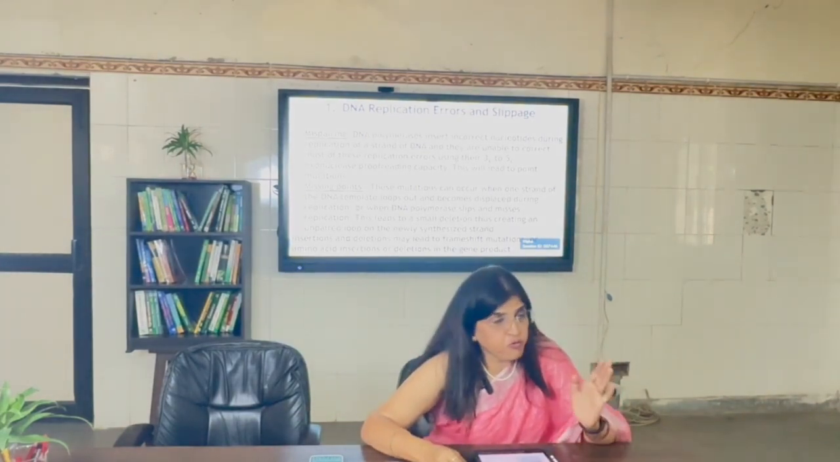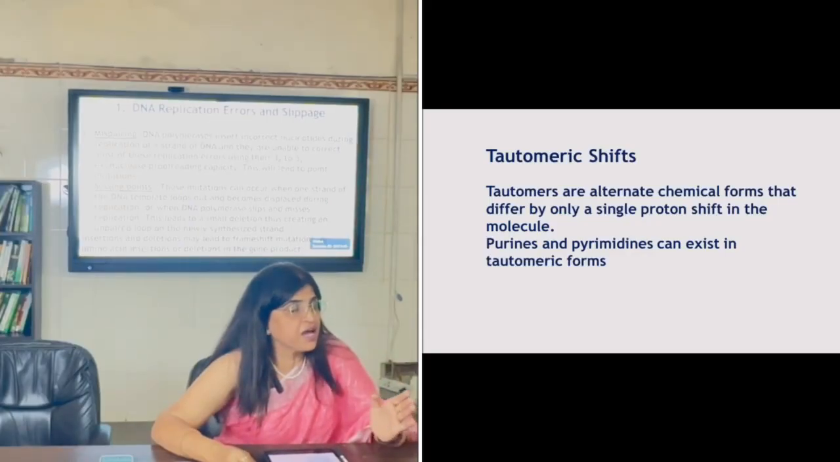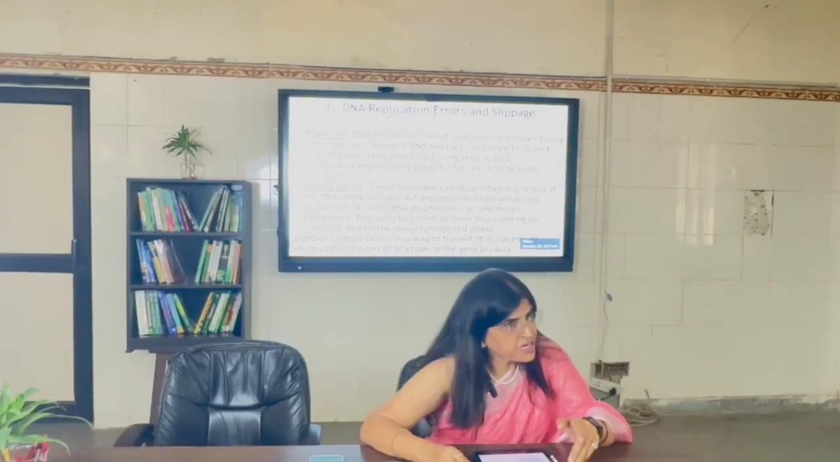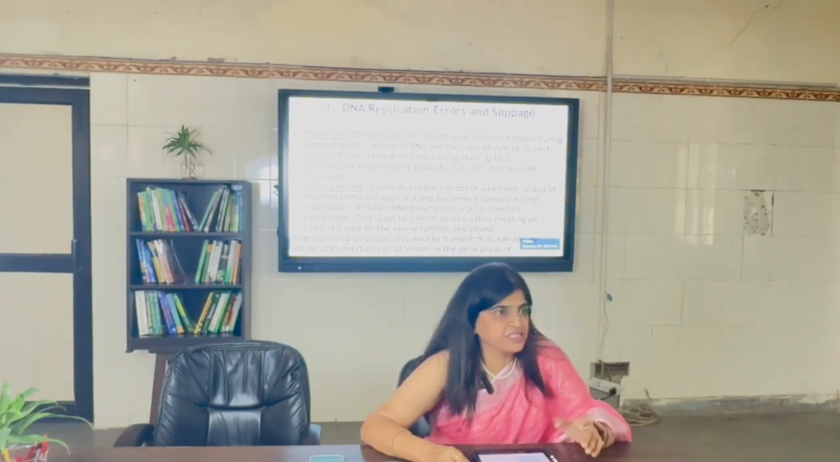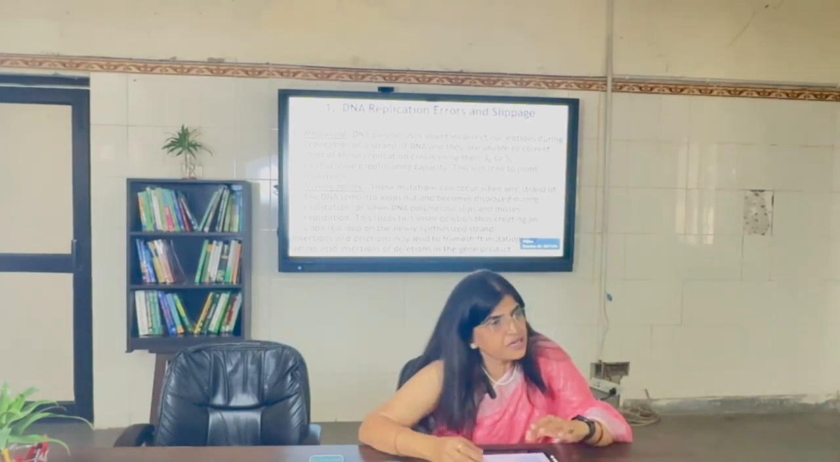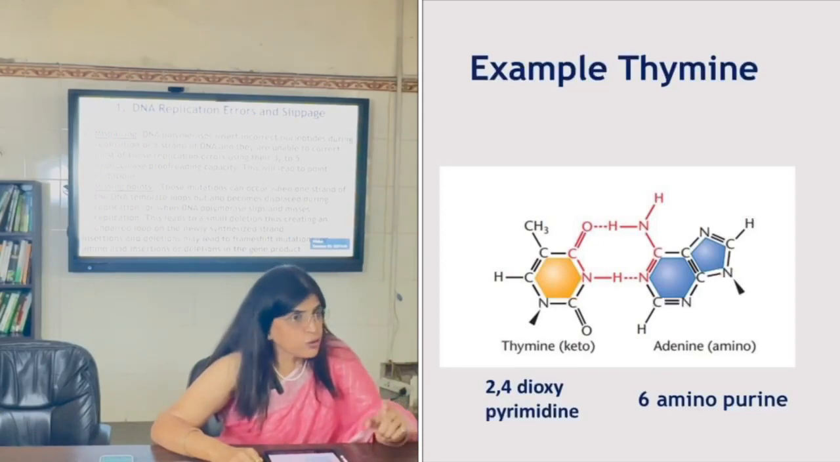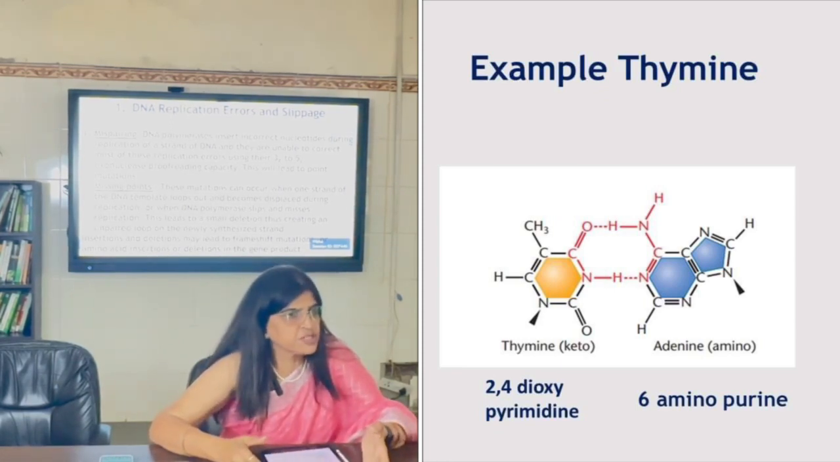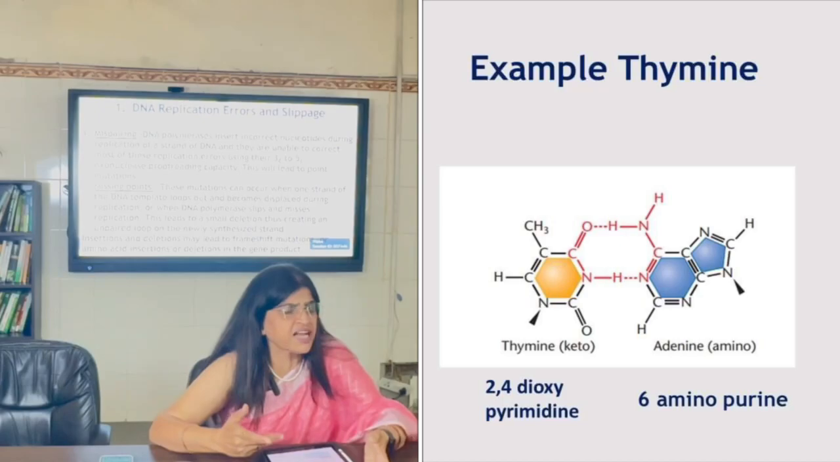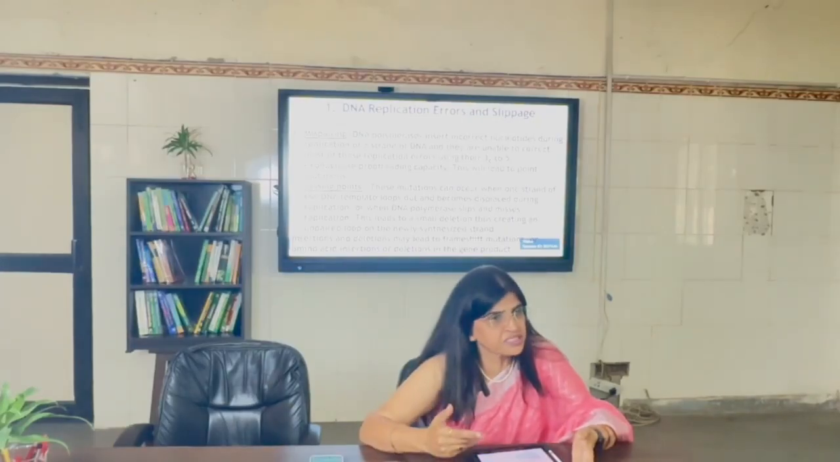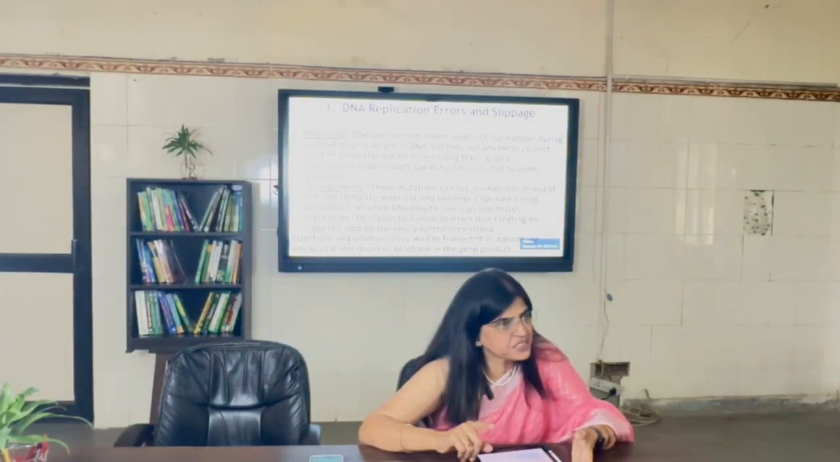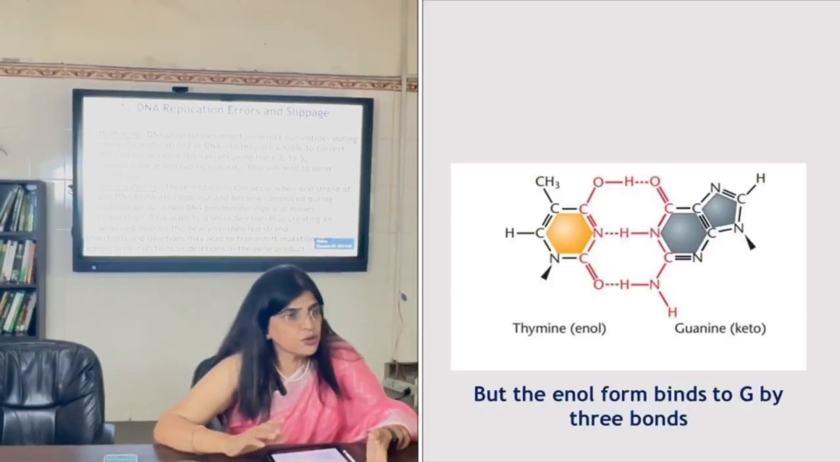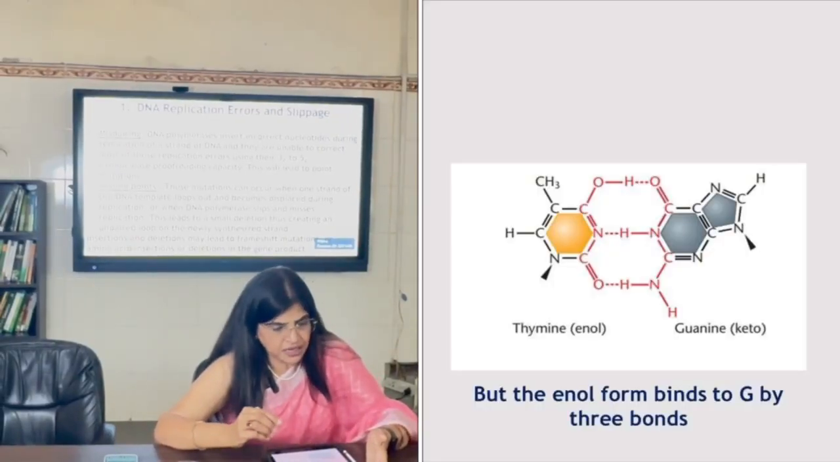different binding affinities. Like for example, if I talk of thymine, as we talked just now, it is 2,4-dioxypyrimidine in its keto form, but if it is converted by tautomerism to the thymine enol form... In keto form it binds to adenine, that is an amino base, so it will bind to adenine normally by 2 bonds. But if by tautomerism it changes to thymine enol form, it will bind to guanine by 3 bonds.